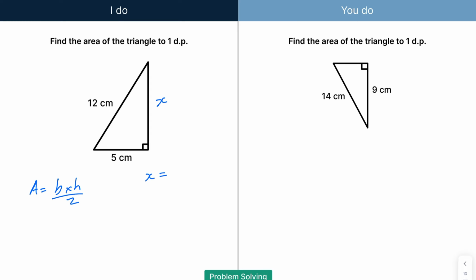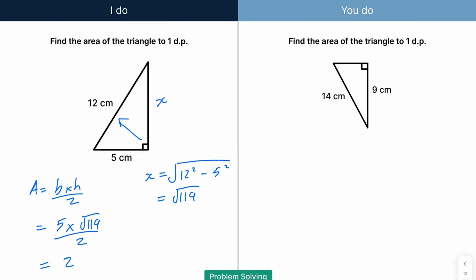Now to find x using the Pythagoras theorem, because it's one of the shorter sides, remember that's the longer side, opposite the right angle, we're going to use a subtract there, and we're going to put the big number on this side, small number on this side. If I type that into my calculator, we'll leave it as a root for now, because we don't want to put all the decimals in yet. Now we know what that is, we can use the formula for a triangle. That's base, which is 5, times the height, which we found as root 119, divide that by 2. If I type that into my calculator, the area of this triangle is 27.3 centimeters squared.